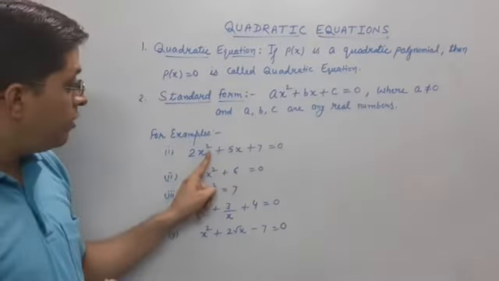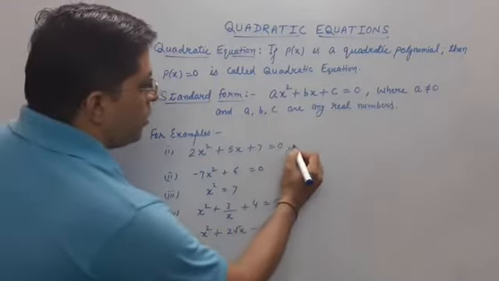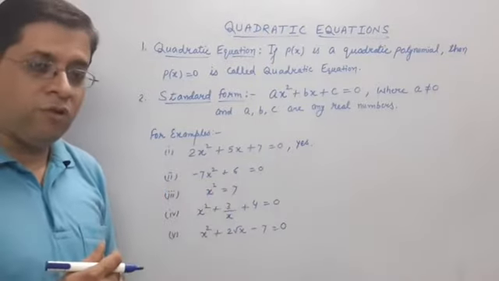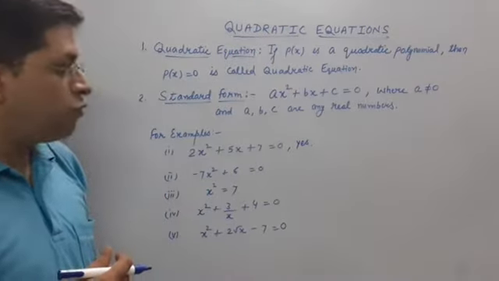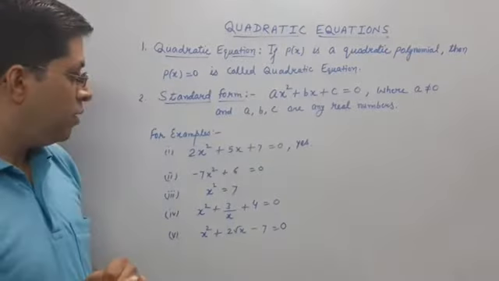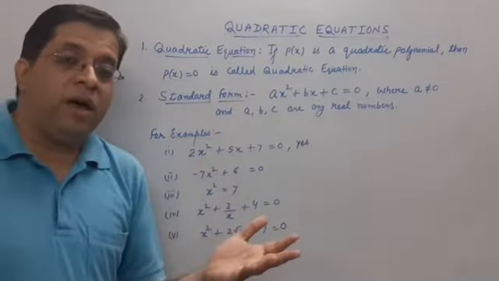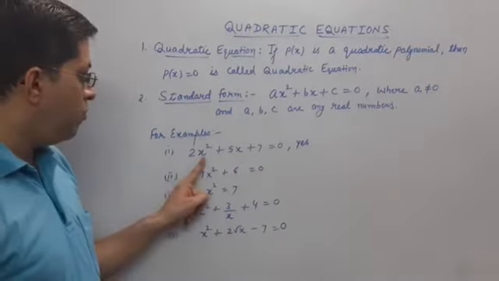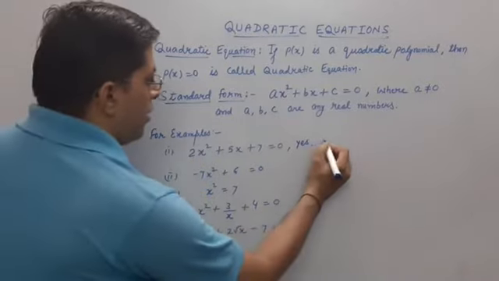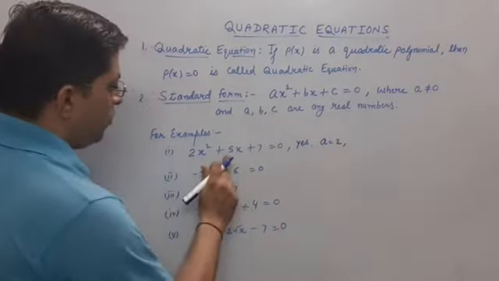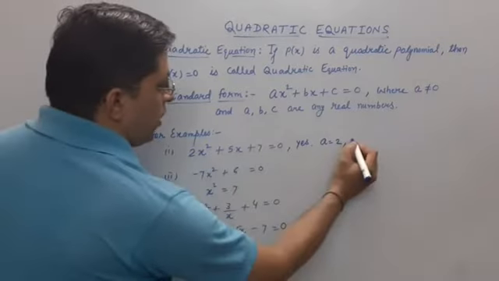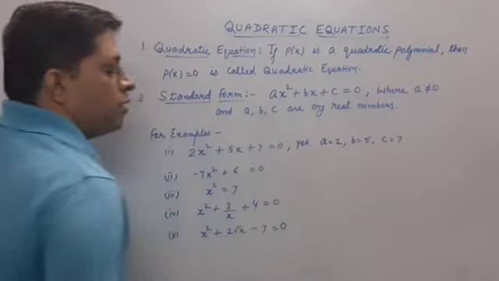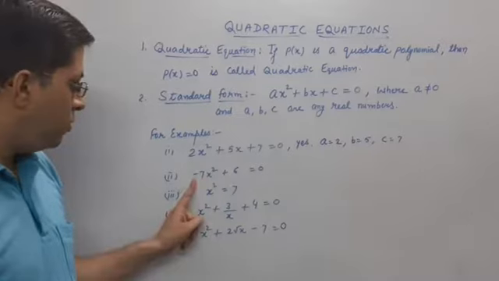Yes, here the degree is coming 2, so we can say yes, this is a quadratic equation. Then what will be the coefficients of x square, x and the constant? In other words, I can ask, what are the values of a, b and c? Here the coefficient of x square is a. I can write a is equal to 2, b is equal to 5, this is the coefficient of x, and c is equal to 7. Okay. Come on, second example.